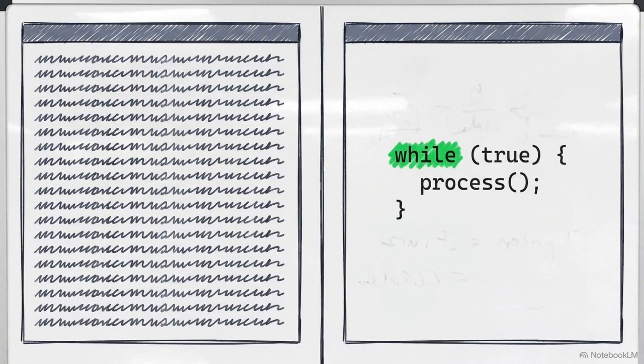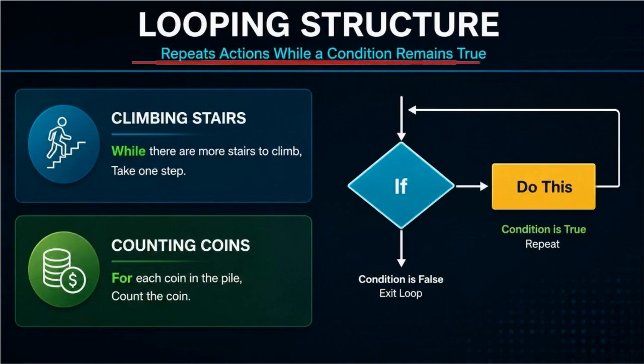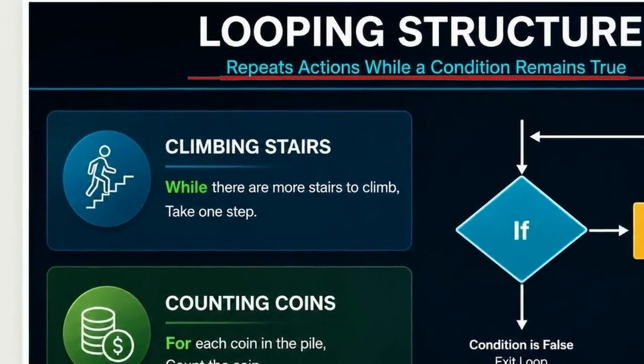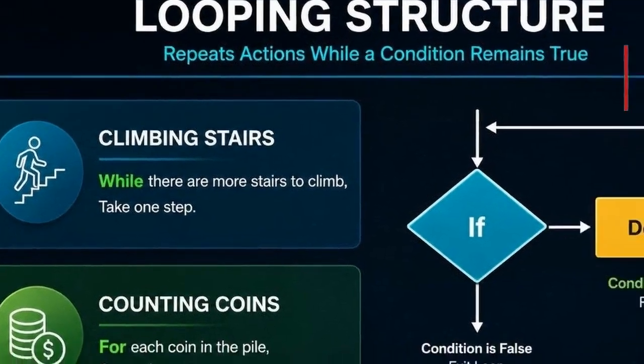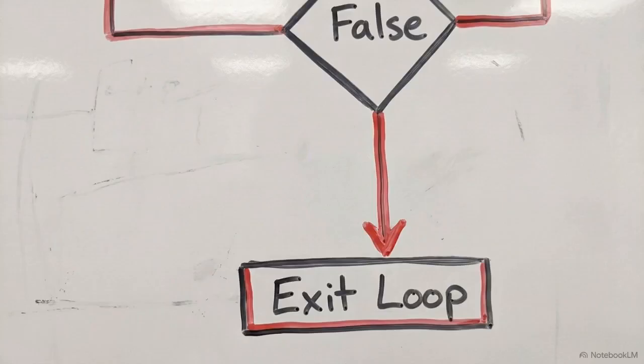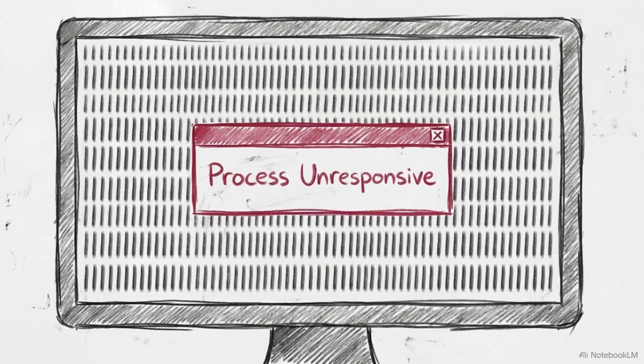Loops repeat a process efficiently, so you don't have to write the same lines of code over and over. A while loop repeats an action as long as a specific condition remains true. As long as there are more stairs to climb, you take a step, and the program cycles back to check the condition again. The most important rule for any loop is that the condition must eventually become false. Without a trigger to exit, the loop will never stop.